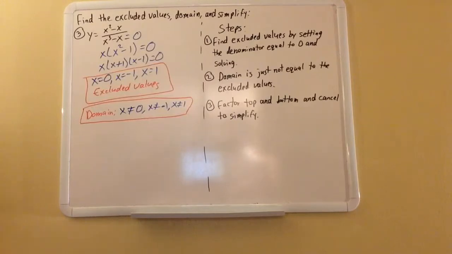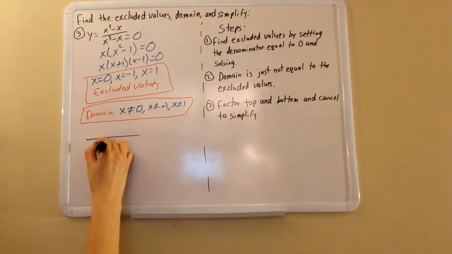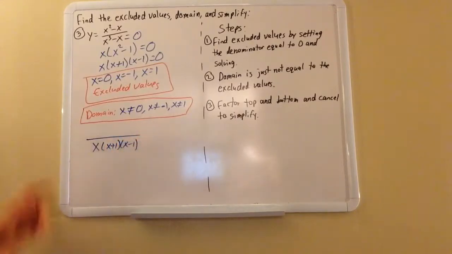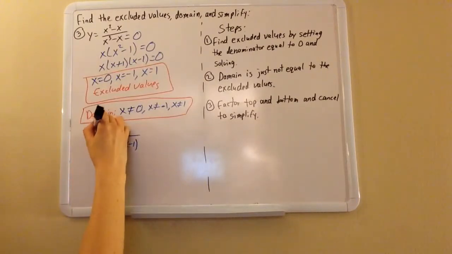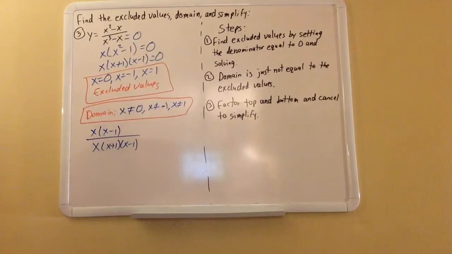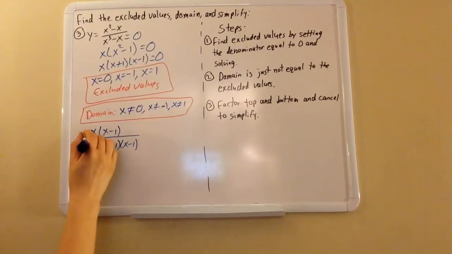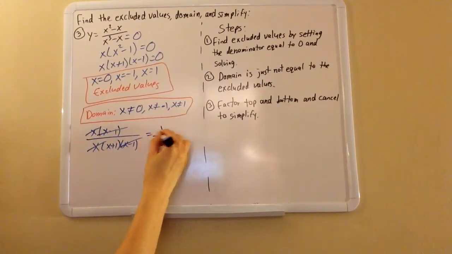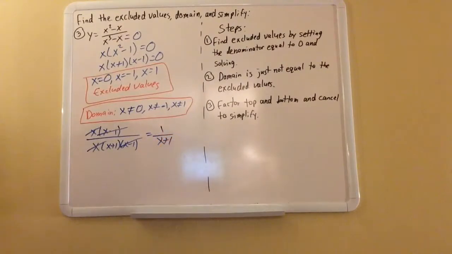Lastly, we're going to simplify. So remember, we're factoring. The denominator is already factored for us right here. So that's what I'm using. It's going to be x plus 1, x minus 1. On the top, you can see that they also have an x in common, so I'm taking out the x, and I'm left with x minus 1. Here, I can see that I can cancel. I can cancel out these x's, and I can cancel out the x minus 1's. So in total, I'm left with 1 over x plus 1.